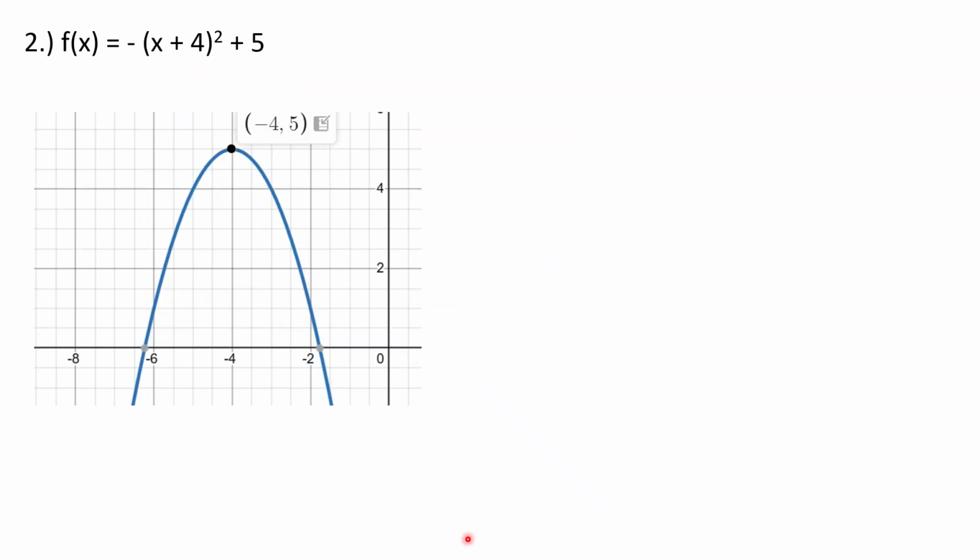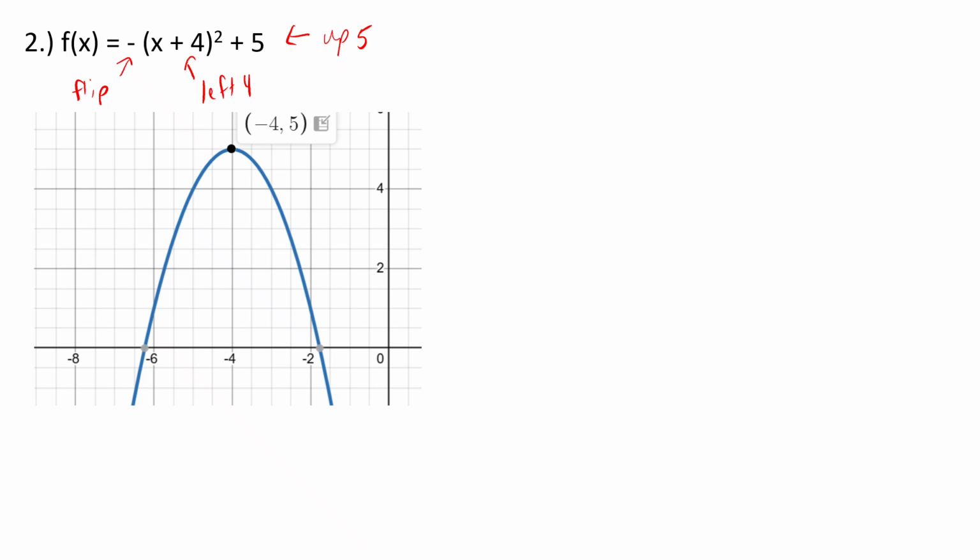All right, similar thing here with the transformations. We know that a negative out in front will flip. We know that the +4 will send this left 4, and that the +5 will send it up 5.